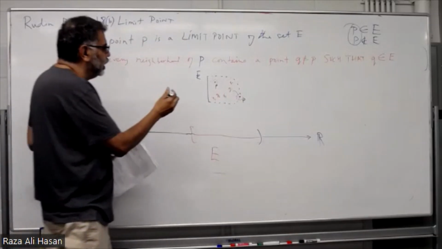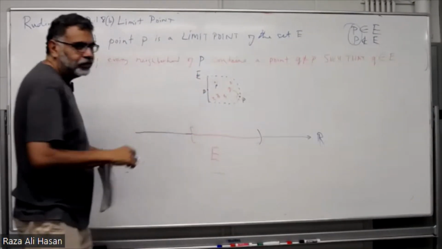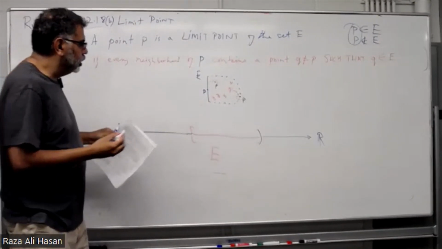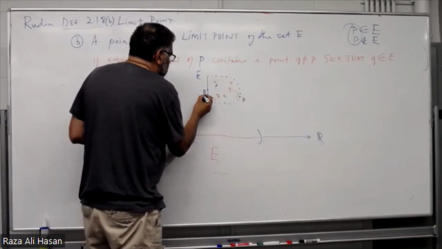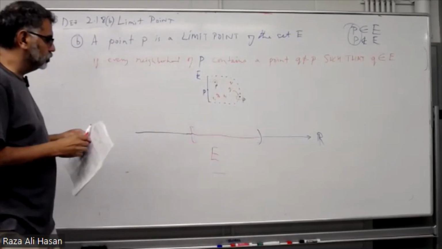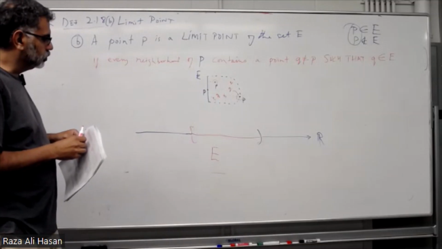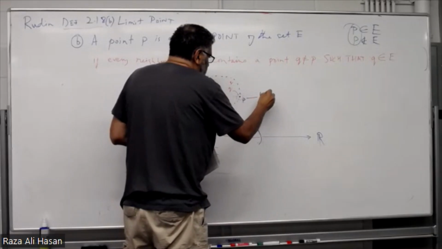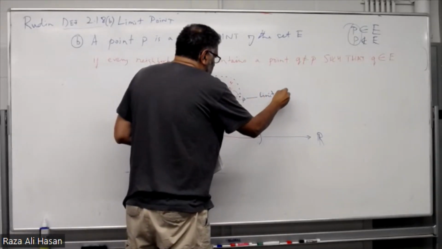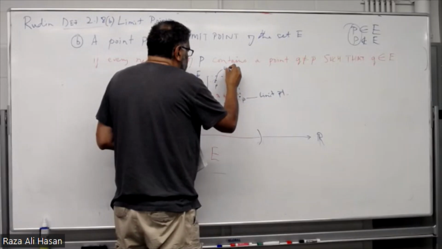Now, let's say I pick P right here. This P is an element of E. Limit point, limit point.